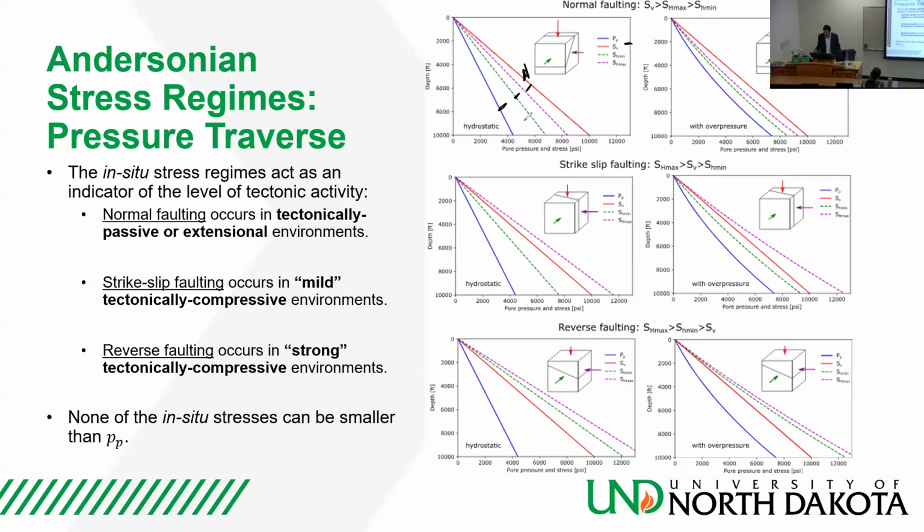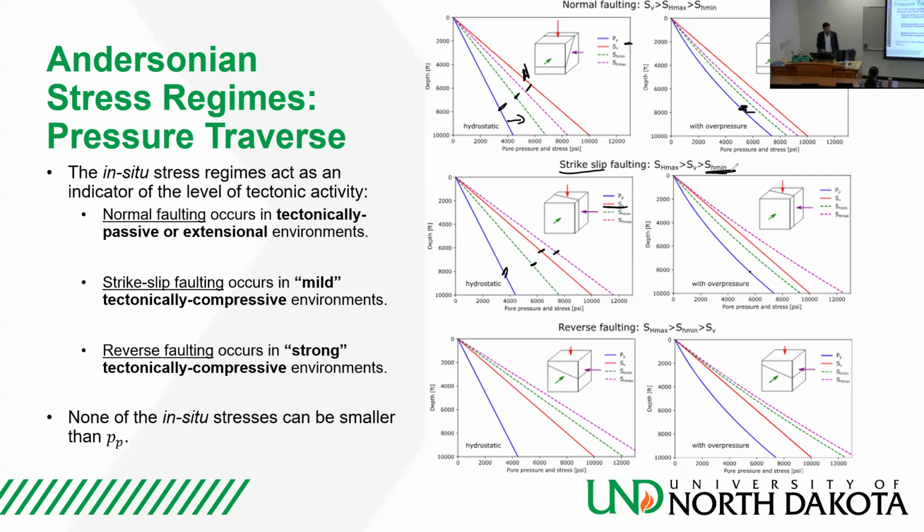With overpressure, the blue line moves to the right. From hydrostatic, it moves to the right, up to the SH min. For strike-slip, I have SV in the middle, SH max bigger, SH min smaller, and again hydrostatic pore pressure is always smaller. If it's overpressure, it's bigger than hydrostatic, but still smaller than the S3, which is SH min in this case.